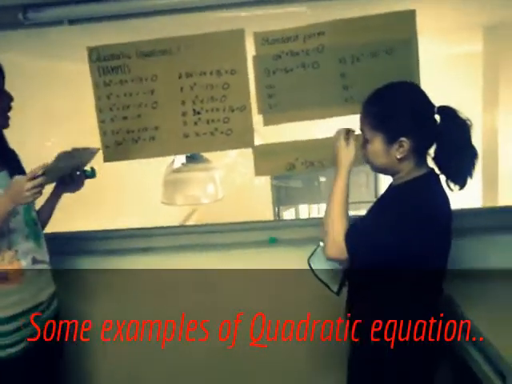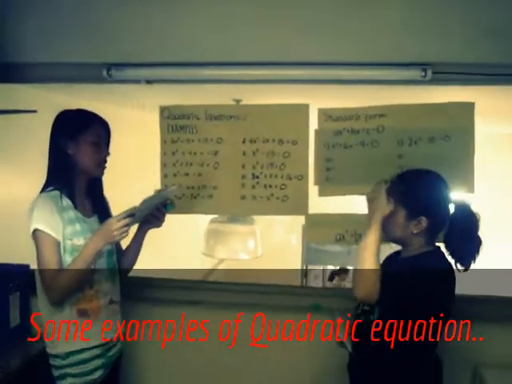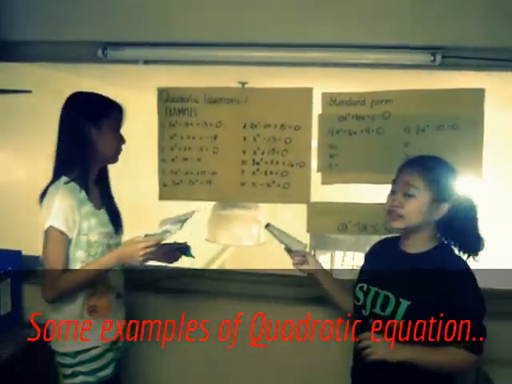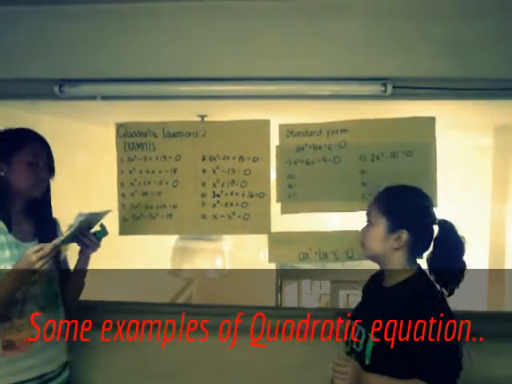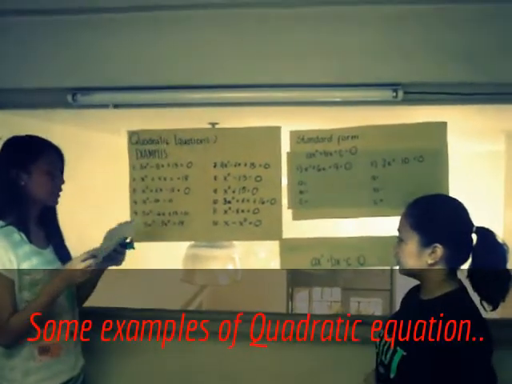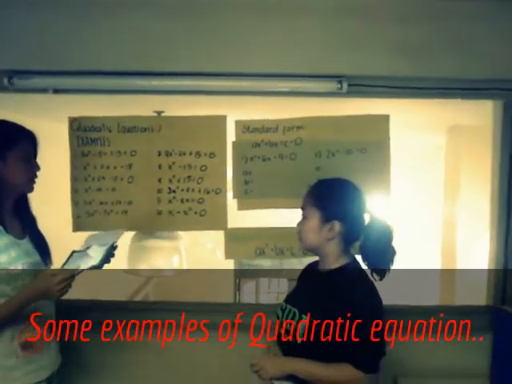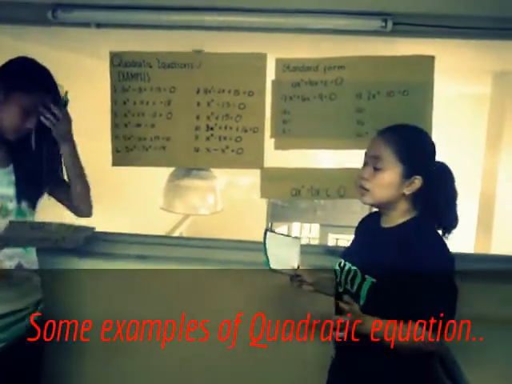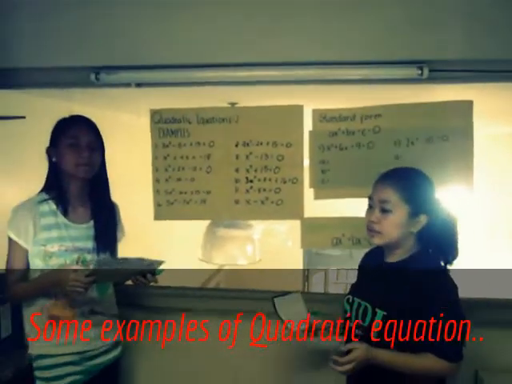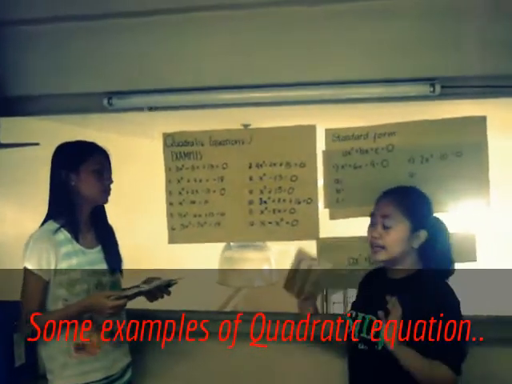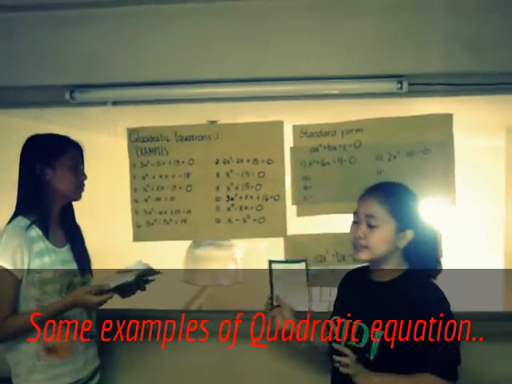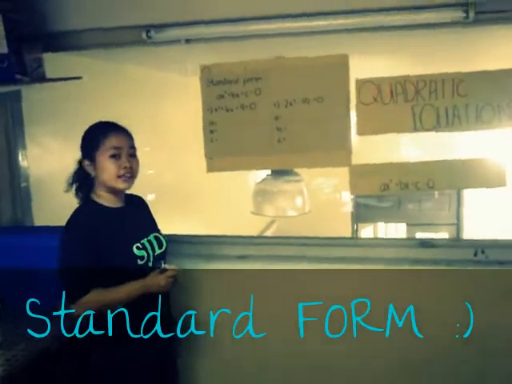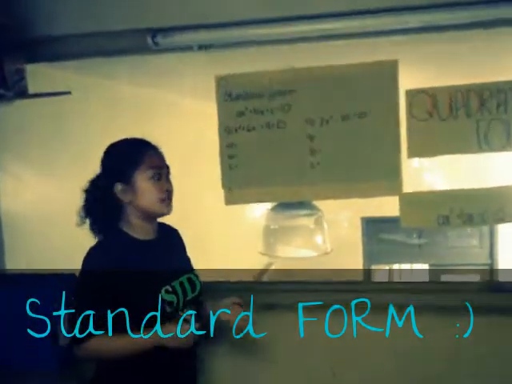Number 11. x squared minus 8x is equal to 0 is correct. It is correct because the highest exponent that is given is x squared. Number 12. x minus x squared is equal to 0. It is correct because even though it has no constant, the x squared is the highest exponent given.